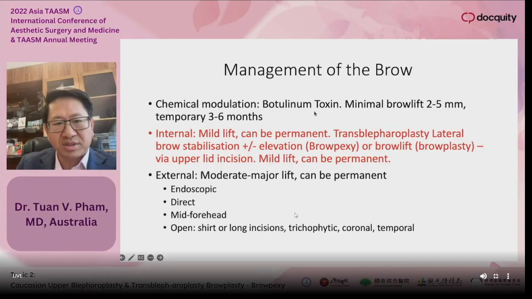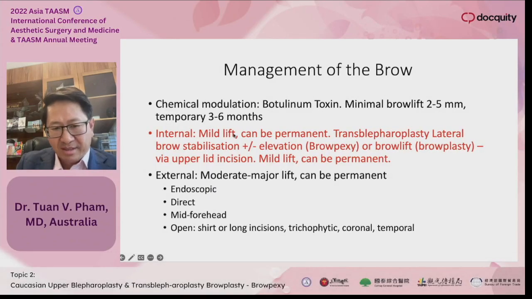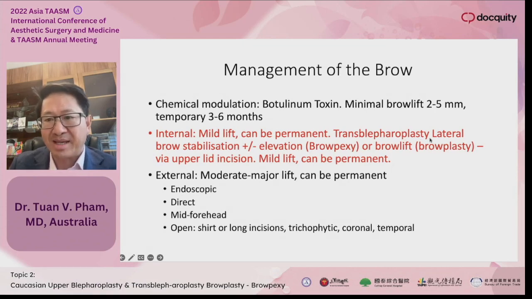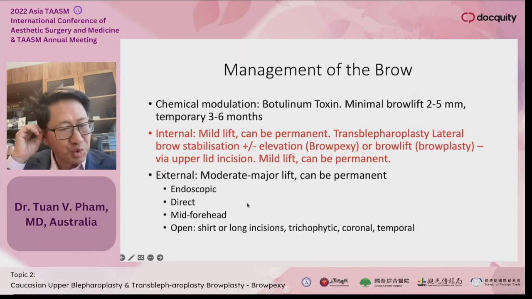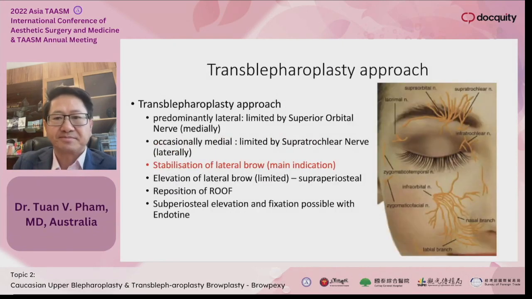You can use Botox, but for more permanent correction or laxity, you can use the direct blepharoplasty approach, with the same incision as blepharoplasty, for lateral brow stabilization, plus or minus elevation, called a brow pixie, or a limited brow lift, browplasty. There are other ways to do a brow lift, obviously, and of course, mentioned is lateral to the supraorbital neurovascular bundle. So it's limited, and the main indication is stabilization.